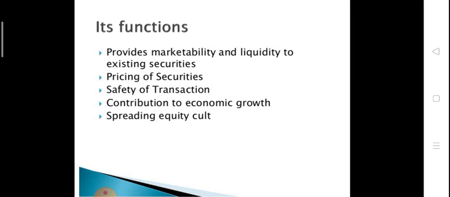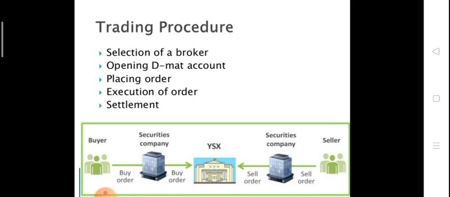Spread of equity culture. Look students, equity culture means they promote people to purchase or invest in equity. They tell people that it may be risky to invest in equity shares, but it is also very profitable. So the stock exchange creates the environment and promotes people to invest in equity.